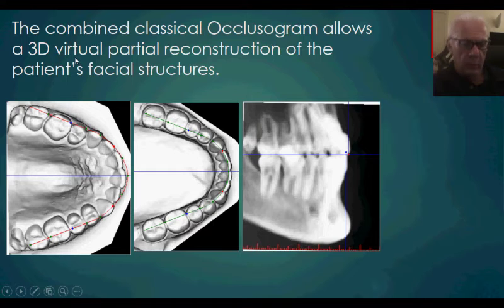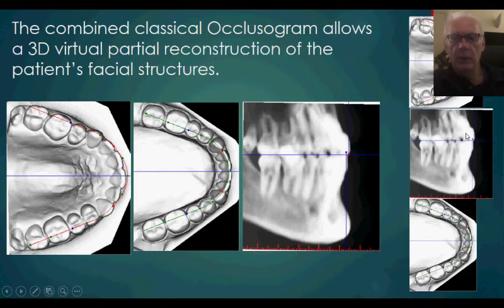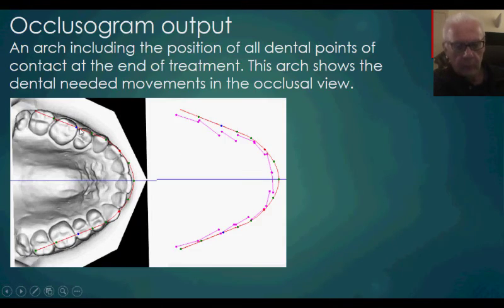So when you have given all these inputs, what you have is a partial reconstruction of the structures of the patient in 3 dimensions. Actually, we are combining the lateral view of the cephalometric with the occlusal view of the plasters. That's what we get out from the classical occlusogram. And here we have a lot of information that can be seen in an occlusal view.